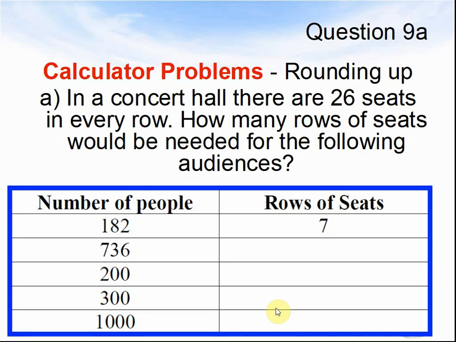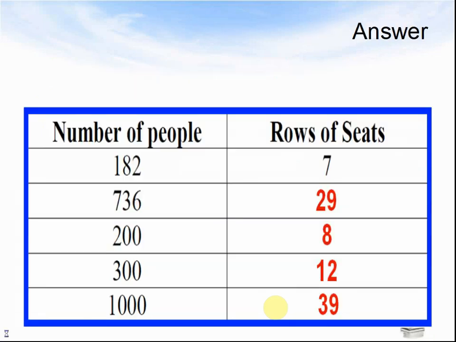Question 9a. Rounding up, in a concert hall there are 26 seats in every row. How many rows of seats would be needed for the following audiences? Pause the video and work out the answers. Here come the answers. 182 people would need 7 rows of seats.